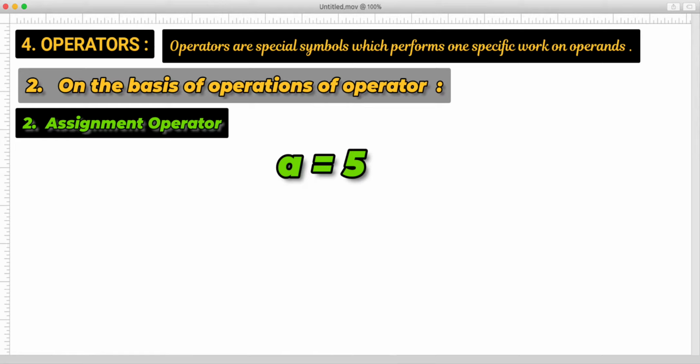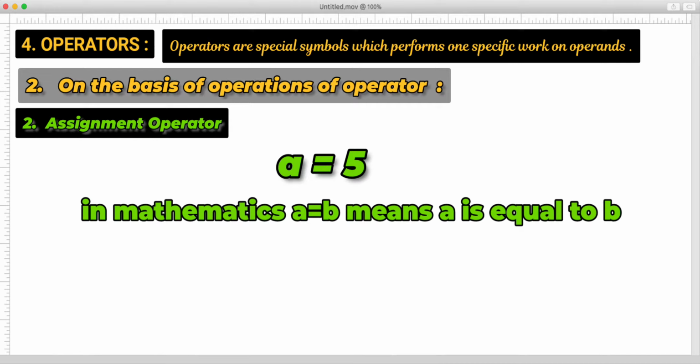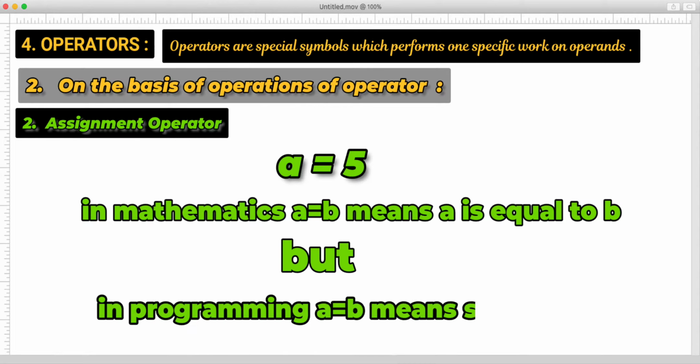Also here it is very important to clarify your concept that when we write in maths a is equals to b, then it means that a is equal to b. But in programming, when we write a is equals to b, then it says store b in a, that is, store the value of b in a. Suppose b is equals to 2 and we initialize a is equals to b, so we are storing the value of b, that is 2, in a. It is not saying that a is equal to b.